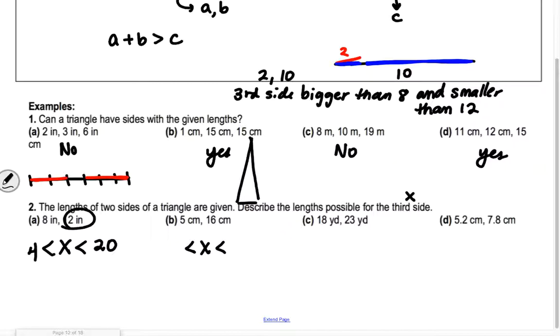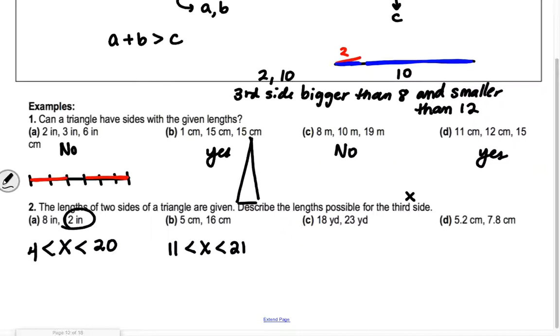What two numbers am I between? 11 and 21. What are we doing to get these numbers? This is a very easy process. We're subtracting the two numbers, 16 minus 5, and then we're adding the two numbers, 5 plus 16, right? So what do I get on this one?